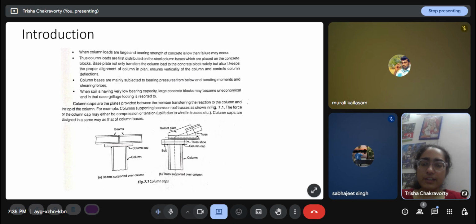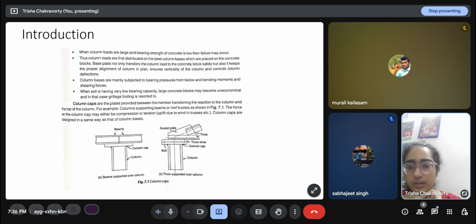When soil has very low bearing capacity, large concrete blocks may become uneconomical and the bridge footing is resorted to. Column caps are the plates provided between the member, transferring the reaction to the column and to the top of the column. Column supporting beams or roof trusses, like this is a column and this is a column cap. Then this is the cap of the column, and then the other things are here. Like column cap is an intermediate thing between the column and some other structural element.